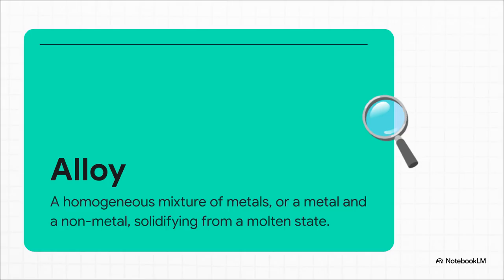Before we move on, I want to highlight something that actually surprises a lot of people. Even solid metals can be homogeneous mixtures. We call these alloys. They're created by melting metals down at really high temperatures, mixing them up, and letting them cool back into a single solid. And unlike sand and water, you can't just use simple physical methods to separate the components of an alloy once it's solidified. They are locked in.